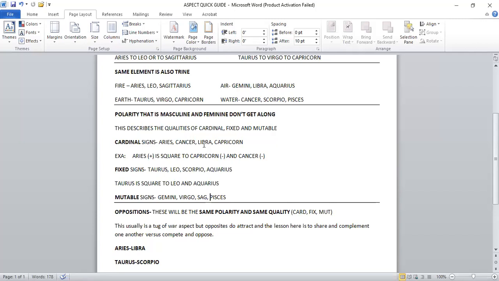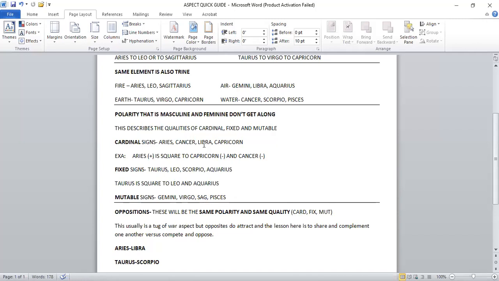Aries is outward, positive, masculine, and so is Libra. So there's where your opposites can kind of get along, because you do have something familiar, that same quality or that same polarity. So they could fight or they could get along.